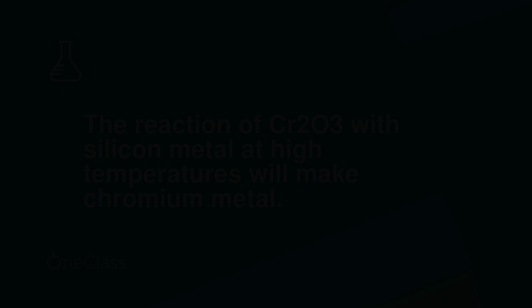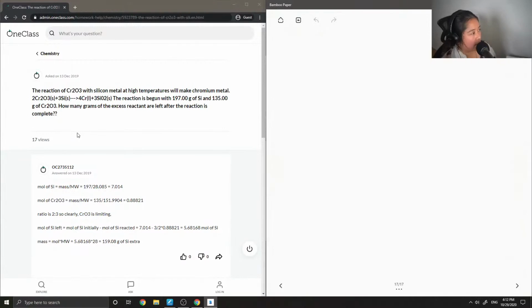On to question number 6. The reaction of chromium oxide, I believe, with silicon metal, at high temperatures will make chromium metal. And then they have the reaction for us. The reaction is begun with 197 grams silica and 135 grams of the chromium oxide. How many grams of the excess reactant are left after the reaction is complete?